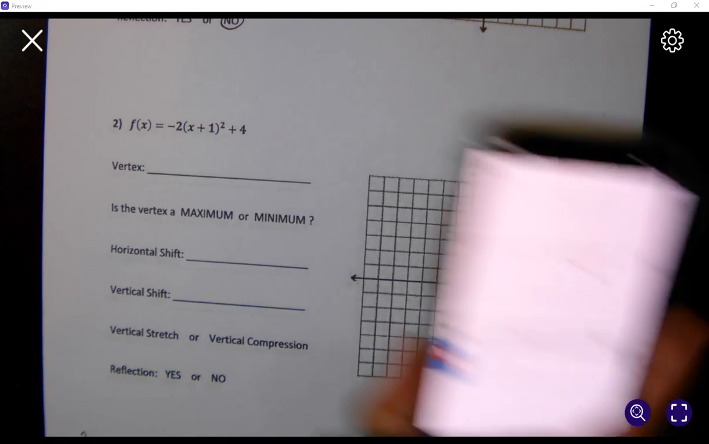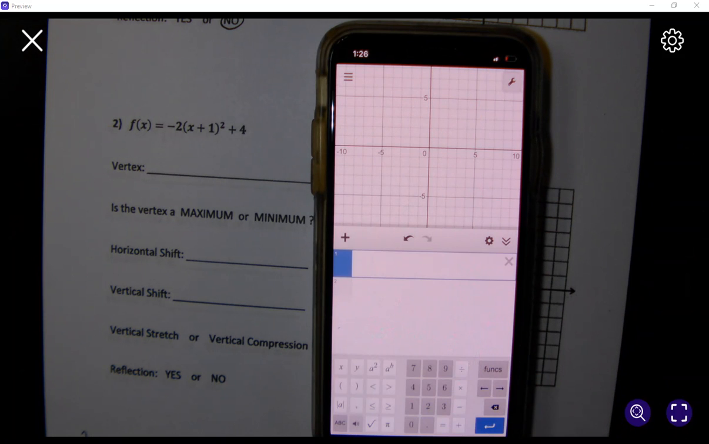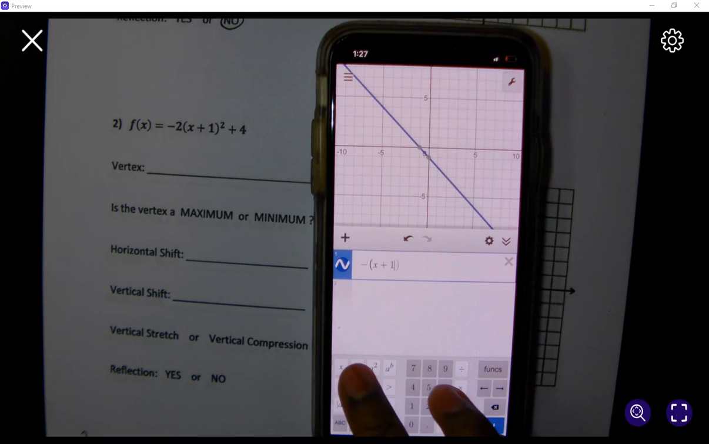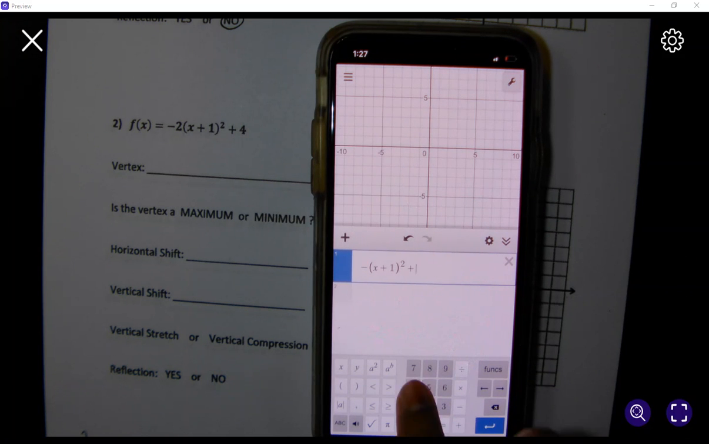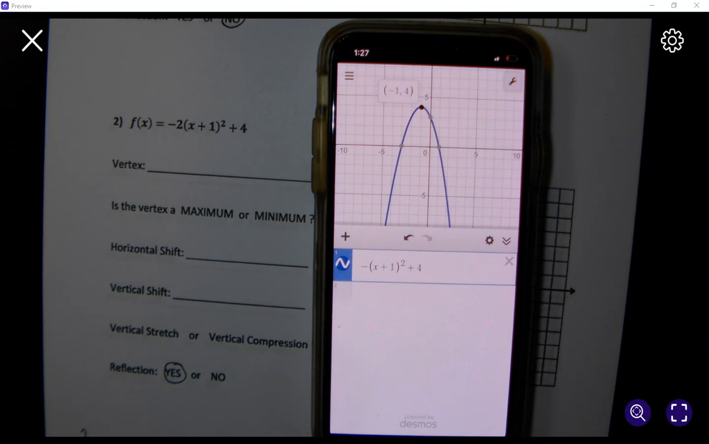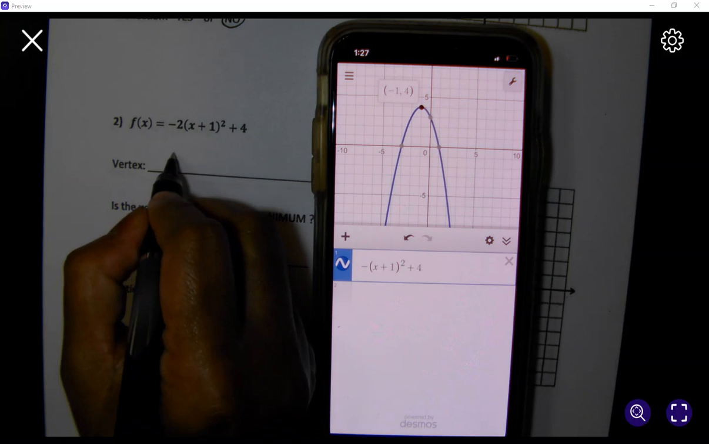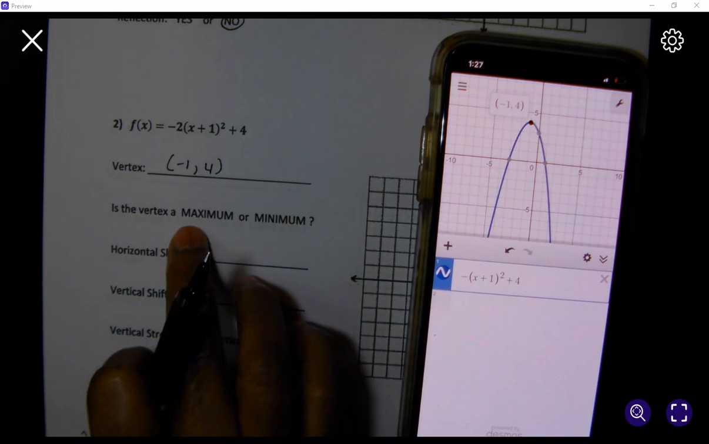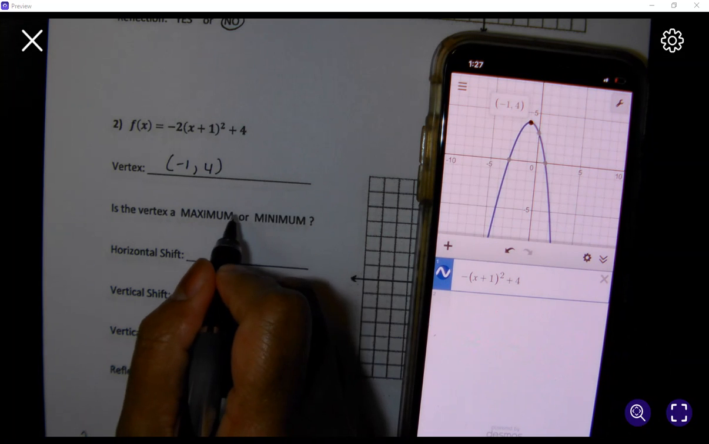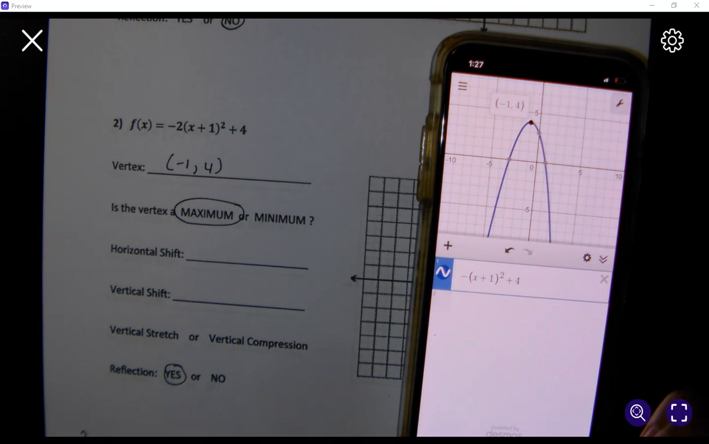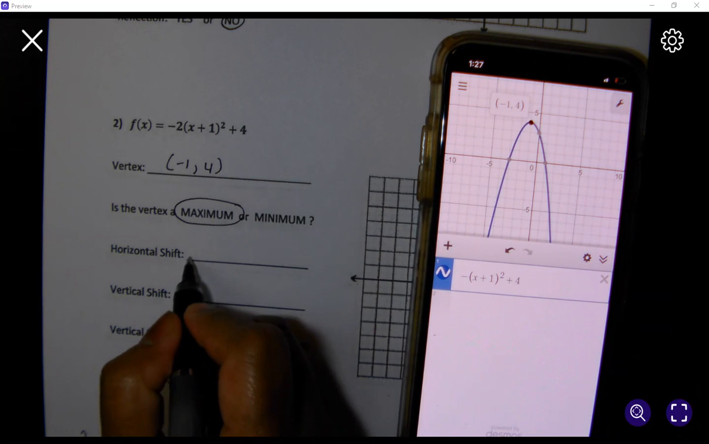So let me try number 2. So we're going to just plug it in Desmos. So you have here negative 2 parentheses x plus 1 squared plus 4. First of all, it is a reflection. And then the vertex here is at negative 1, 4. What is the vertex? Is the vertex a maximum or a minimum? It is a maximum point because it's the highest point. The horizontal shift is left 1.